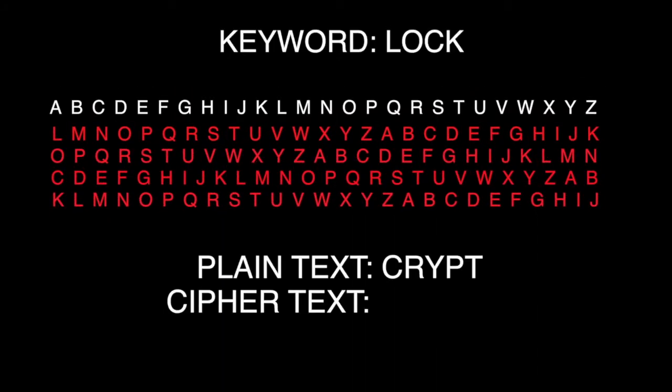To find the ciphertext for the first letter, the C, we would take the third position from the L shift. For the R, we would take the 18th position from the O shift, and so on, until we wrap around and take the 20th position again from the L shift to find the ciphertext for T.